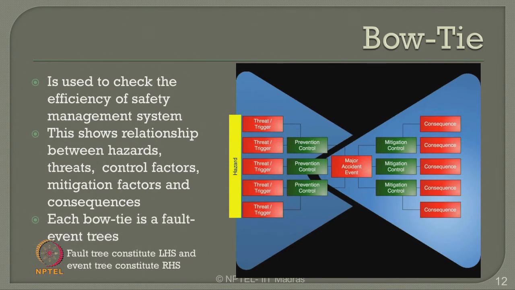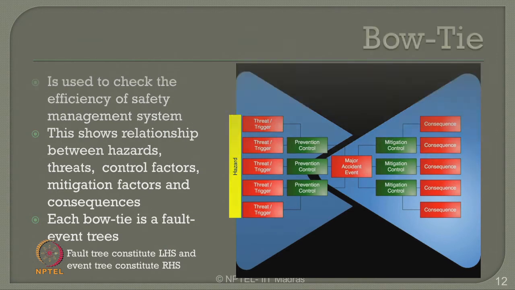Each bow tie is a set of fault trees and event trees. The fault tree constitutes the left hand side of the diagram and the event tree constitutes the right hand side of the diagram. That is a very simple example of how a bow tie diagram can be constituted or analysis can be done for reviewing the existing safety management system in place in the plant.